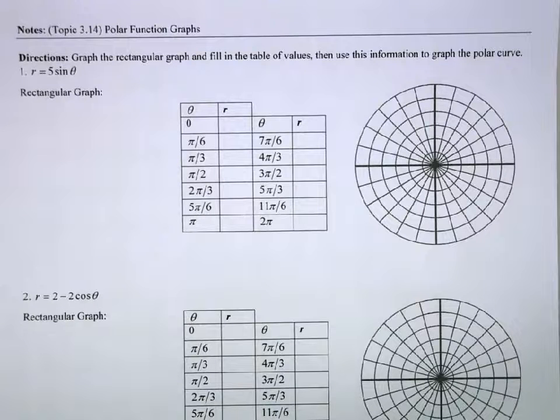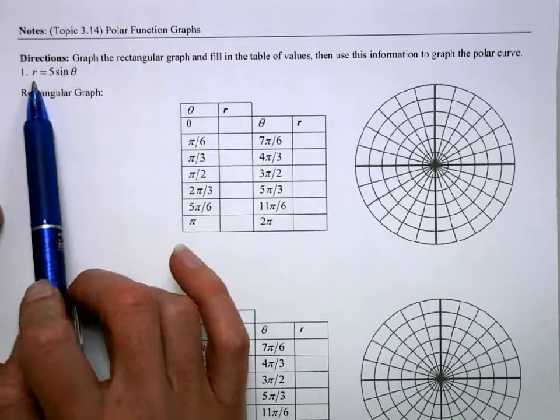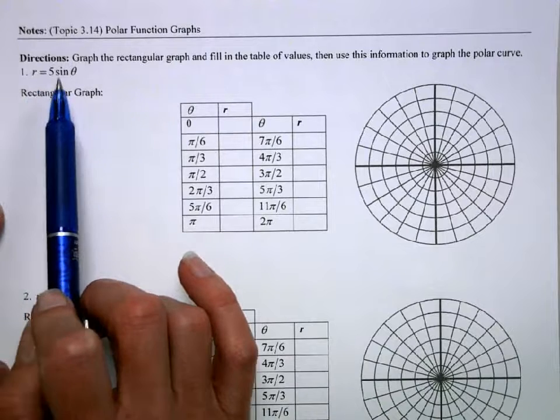In this video, I'm going to go over AP Precalculus topic 3.14, polar function graphs. Last lesson, we talked about graphing polar coordinates, which are in (r, theta), and we graphed them based on the angles and the distances. Now we're going to be connecting those points, and we're going to be graphing full graphs.